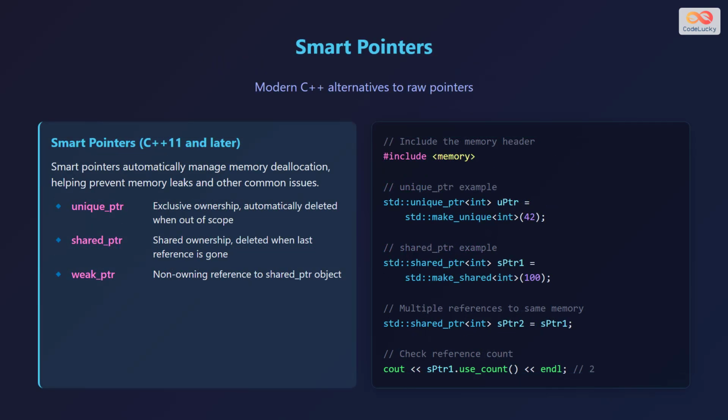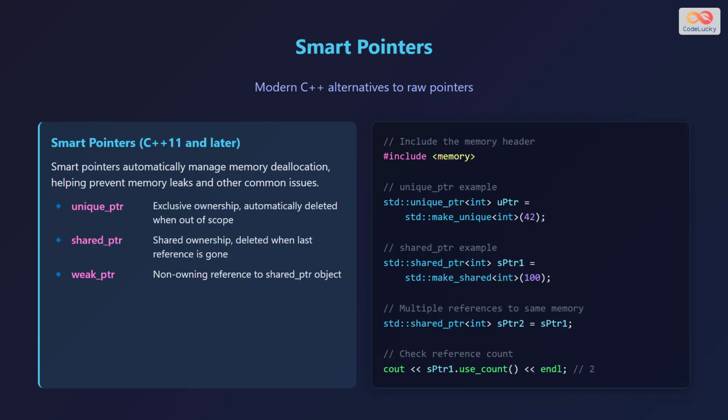Let's take a closer look at smart pointers, which are modern C++ alternatives to raw pointers. Smart pointers automatically manage memory deallocation, helping prevent memory leaks and other common issues. There are three main types of smart pointers. The first type is unique pointer. It provides exclusive ownership of the memory and automatically deletes the memory when it goes out of scope. The second type is shared pointer. It allows shared ownership of the memory, and the memory is deleted when the last reference to it is gone. The third type is weak pointer. It provides a non-owning reference to a shared pointer object.